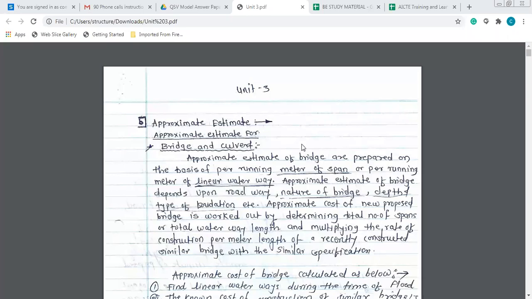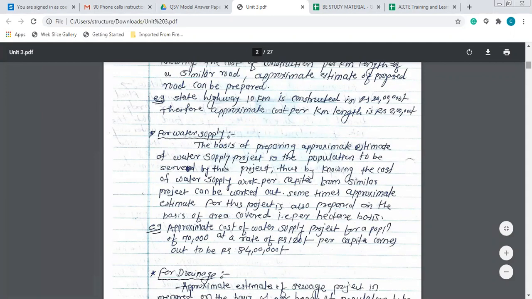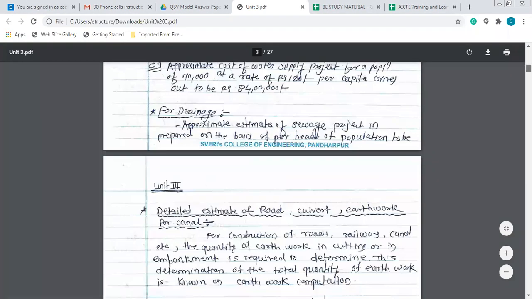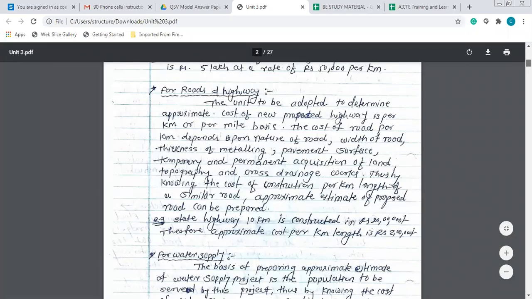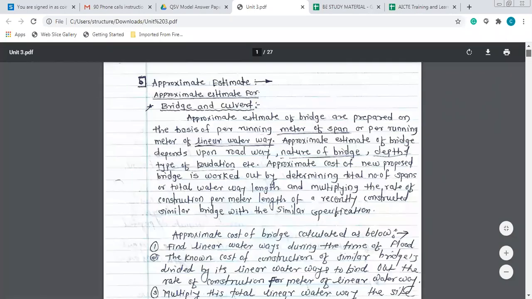Okay, so we will take a recap of the previous session that we have taken. In the previous session, we completed the part on approximate estimates, that is for bridges, culverts, road works, your irrigation projects, water supply, and drainage projects. So these things we have covered. Still, we can recall some of the things out of this.